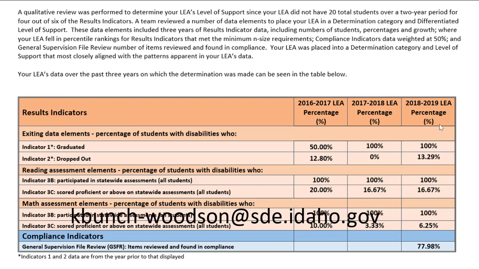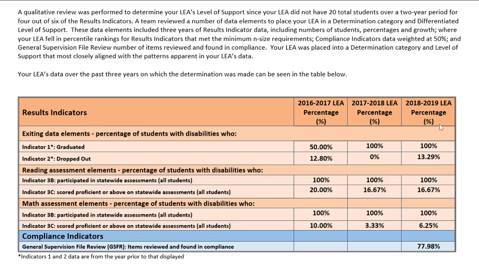The compliance indicators were taken into account, and they were weighted at 50%, just like for everybody else. And we also took into account the general supervision file review number of items that were reviewed in 2018-19 and found in compliance. So your LEA was placed into the determination category and level of support that most closely aligned with the patterns that we saw in your LEA's data.